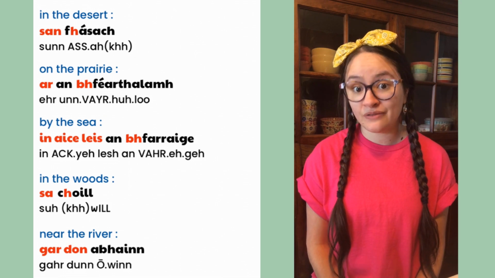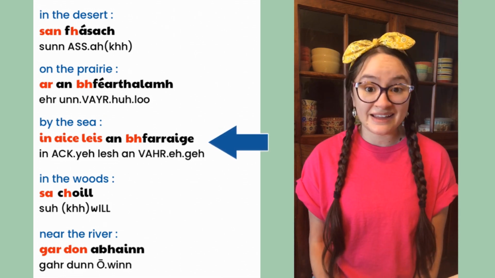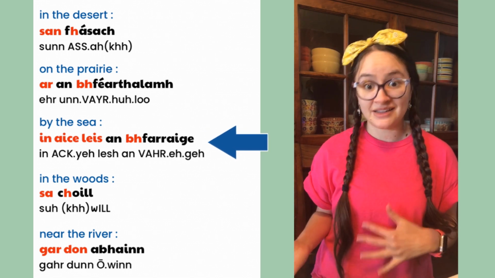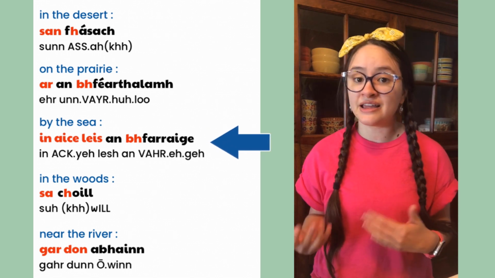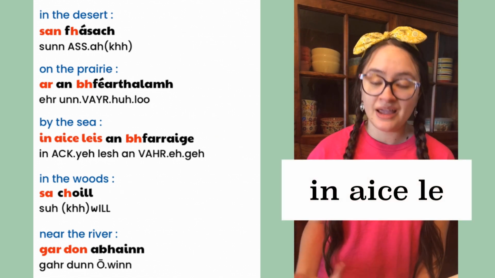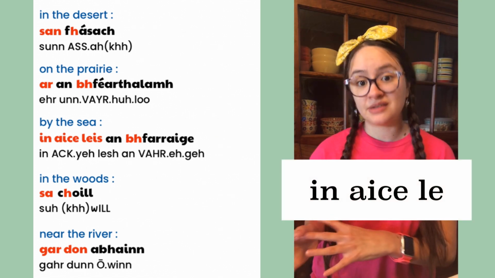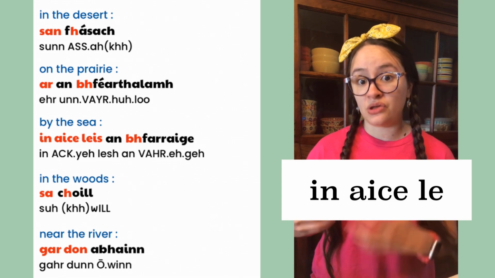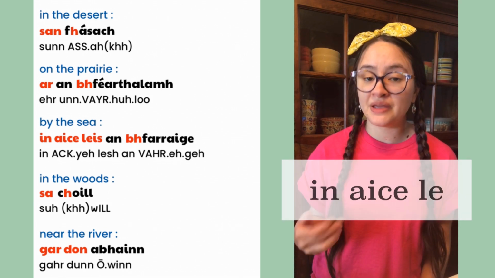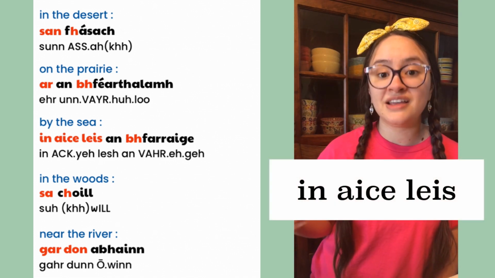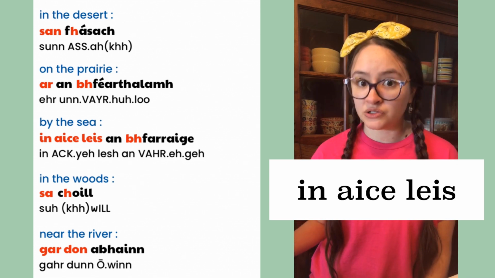Next, maybe you live by the sea. Sea in Irish is fharraige. Beside or by the sea in Irish is inakalesh and bhfarraige. Inakala means beside, and when its object is going to be a definite noun, which is a noun with the word for the, le becomes leis, and then you add the noun. And the noun is eclipsed where possible.